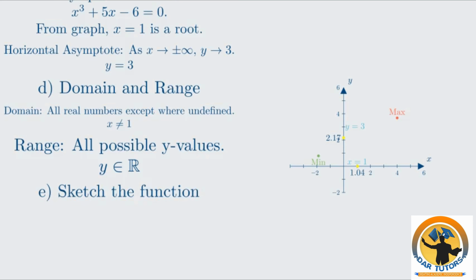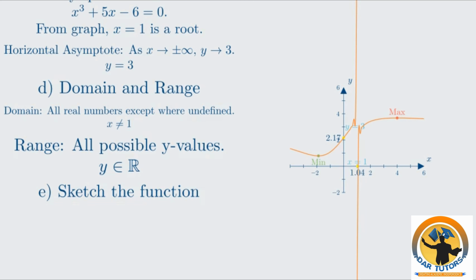Now we can sketch the function, showing all these key features. We draw the asymptotes, plot the intercepts and turning points, and then sketch the curve, making sure it approaches the asymptotes correctly. This gives us a complete picture of the function's behavior. By using technology, we can efficiently analyze complex functions and create accurate sketches, which is a powerful tool for problem solving.